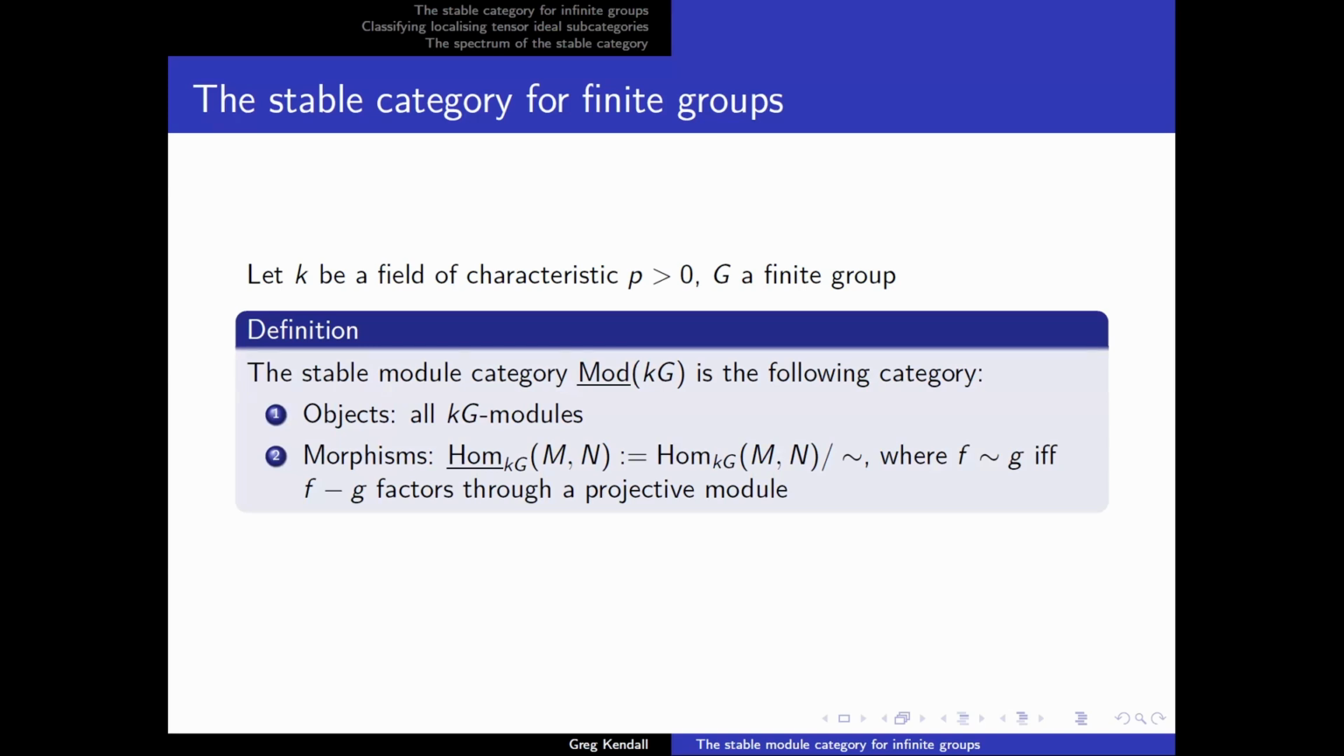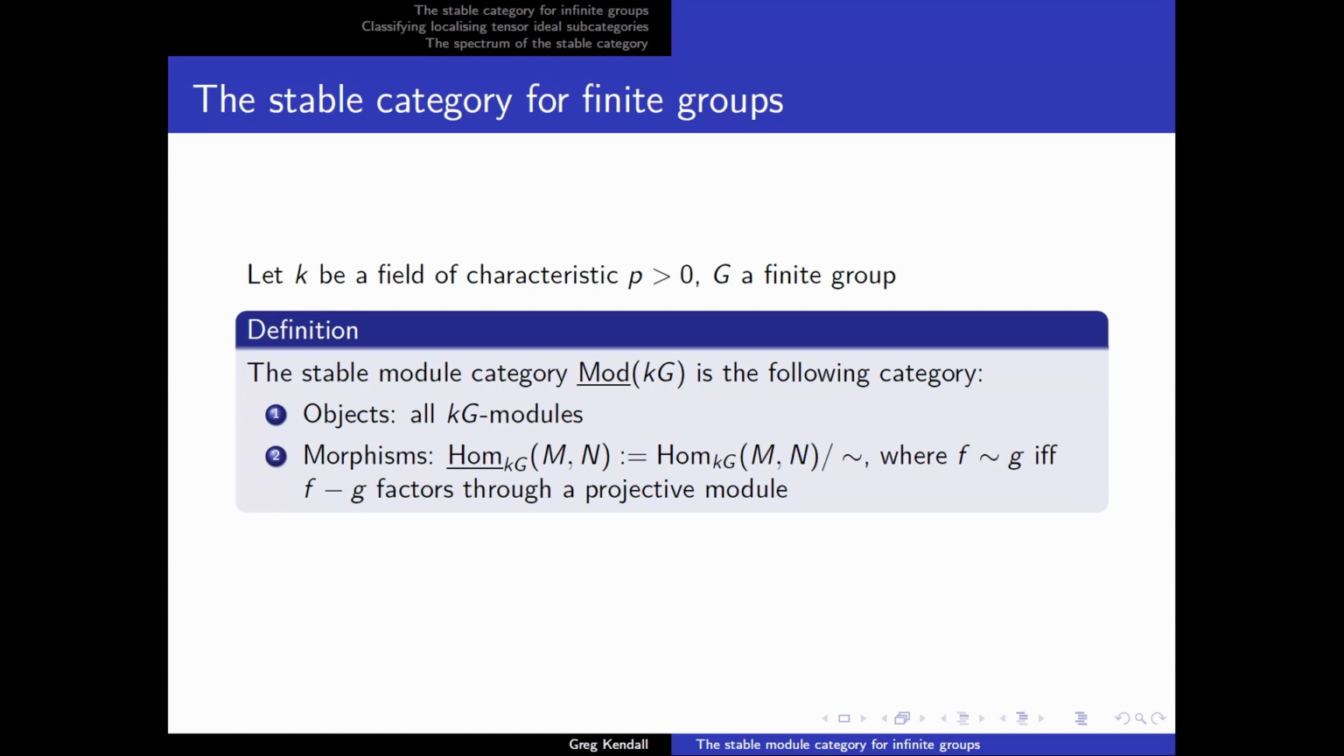But then with the morphisms, we put this equivalence relation where we identify two morphisms if their difference factors through a projective. This means that if we take the identity map on any projective, this will just be equivalent to 0. So the projective is stably isomorphic to 0. In this way, we've killed all the projectives, and we've only killed the projectives.